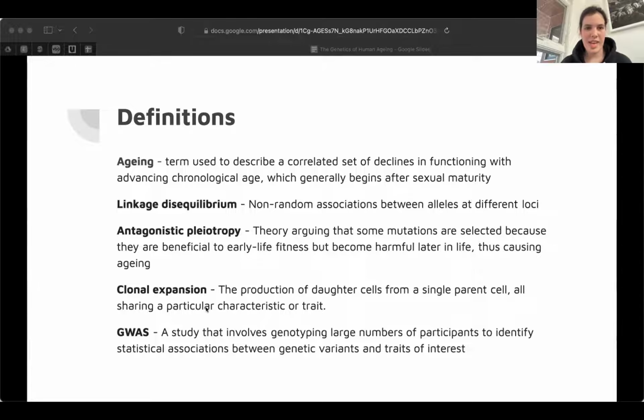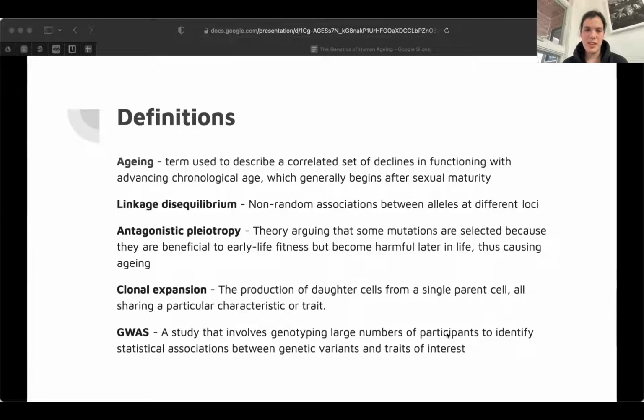Next we have antagonistic pleiotropy. Sorry if I'm pronouncing any of these things wrong, I'm not super familiar with the terminology, but this was a theory arguing that some mutations were selected because they're beneficial to early life fitness, although they can be harmful later in life. And that is therefore associated with aging. Some examples include muscle fitness proteins and other small proteins like that.